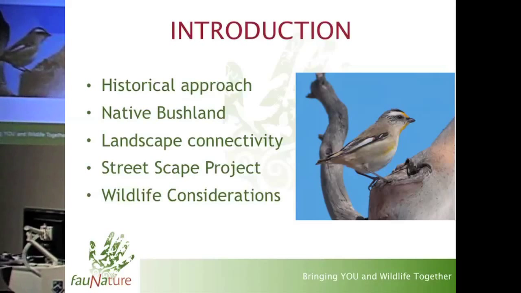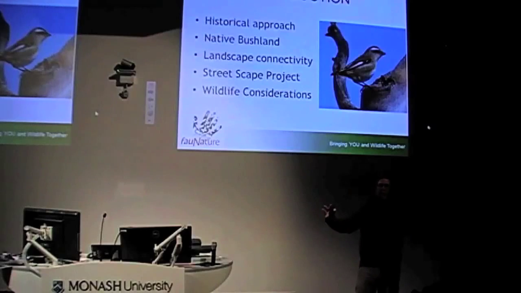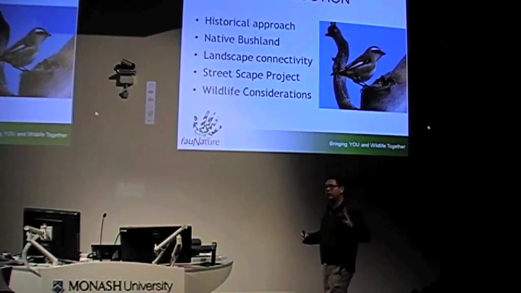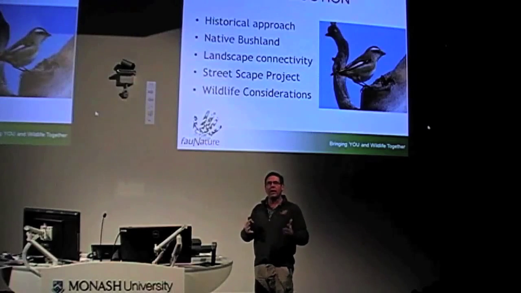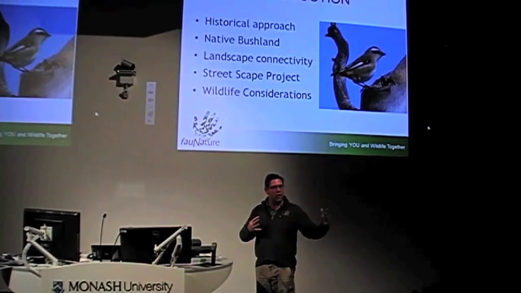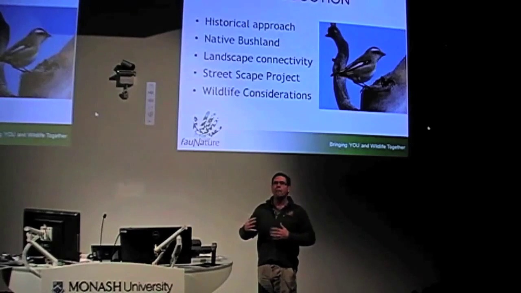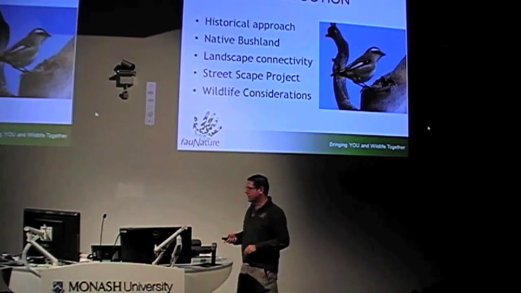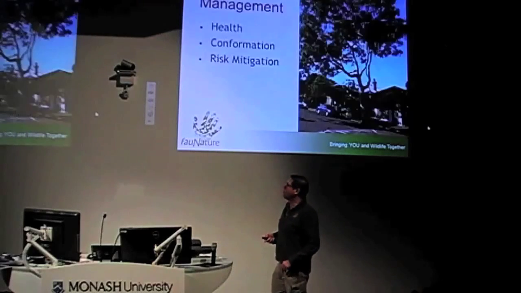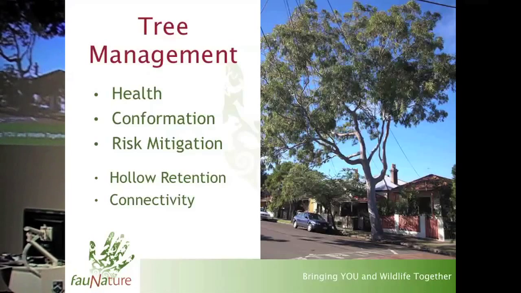I'll have a look at the historical approach a little bit, just from an arboricultural perspective. We'll go back to natural bushland. We often, when we talk about corridors, talk about it on a landscape scale. Very few of you in this room are going to look at this on a landscape scale. You might look at it on a street scale. You might look at it on a park scale. But if we can think about it across the continuum, we can start to make some differences and see what difference that might make to wildlife.